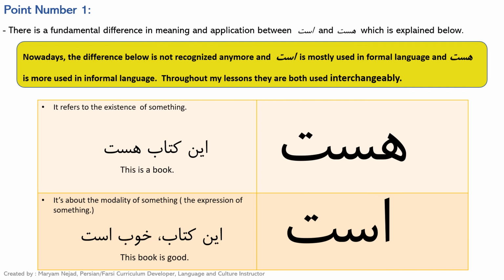But with the evolution of the language, this difference that I just explained is not recognized anymore. And nowadays, the difference is more a matter of formality and informality. I have used both hast and ast interchangeably in my lessons, and also if you refer to any Persian teaching textbooks, you will see the same thing. With that being said, the difference is not applicable anymore, so you don't have to worry about it.